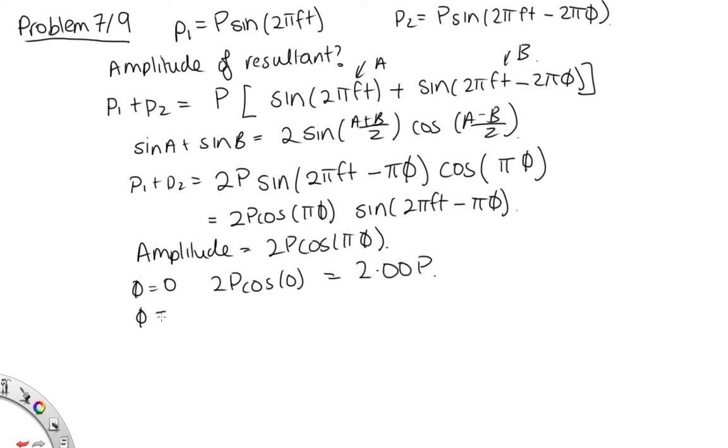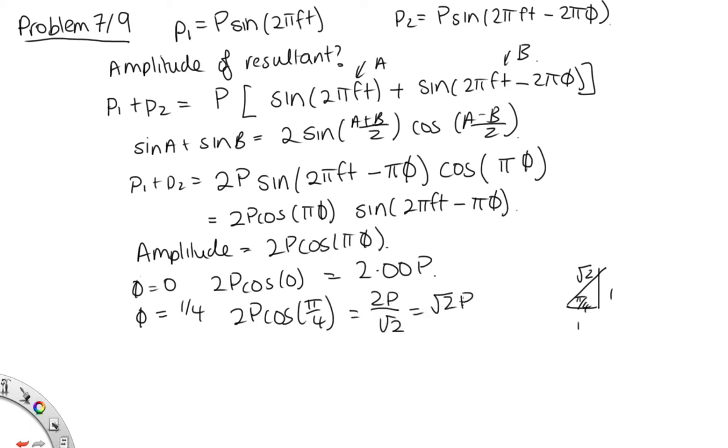When phi is equal to 1/4, we've got 2p cos of pi on 4. Now remembering our little equilateral triangle with pi on 4, 1, 1, root 2, cos of pi on 4 is 1 on root 2. So this is equal to 2p over root 2. So that is equal to root 2p, or if you want to evaluate it on the calculator, you can write it as 1.41p.